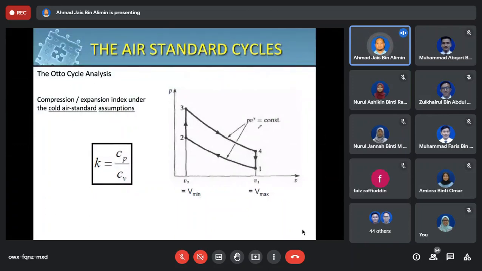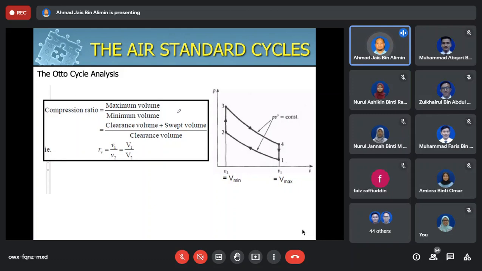Using the air standard cycle as well, if you are not given the value of K, but you are given the values of the specific heat at constant pressure and at constant volume, you can use the equation to define the value of K. Okay, so this is the arrangement here.